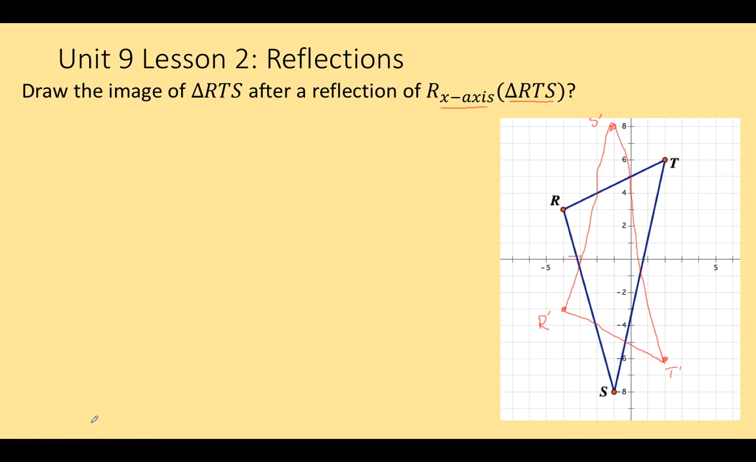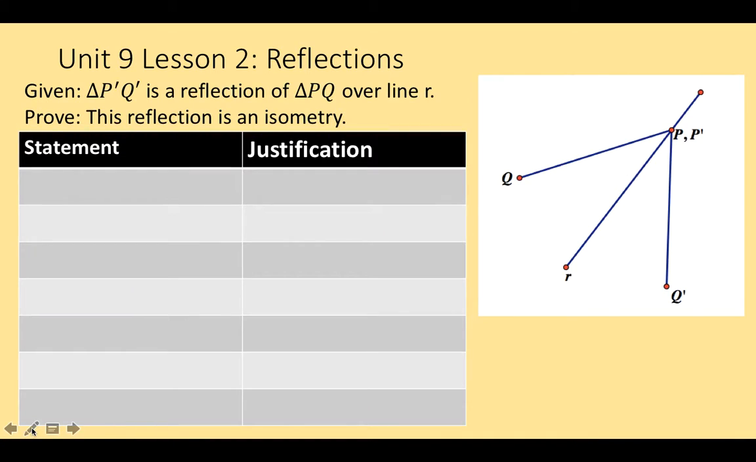All right. Let's see. Here we are proving, so this is learning target 4, proving that PQ, or P prime Q prime, is a reflection of PQ over line R. Sorry about the triangles there. I think this was originally a triangle and I switched it to a segment, so you can just cross those out. All right, prove that this reflection is an isometry.